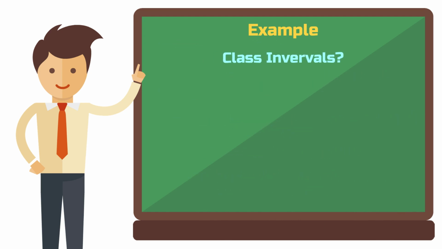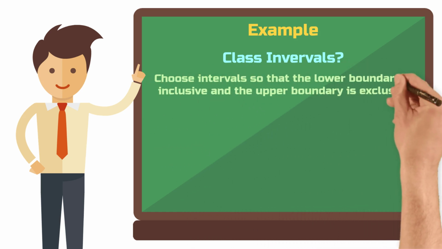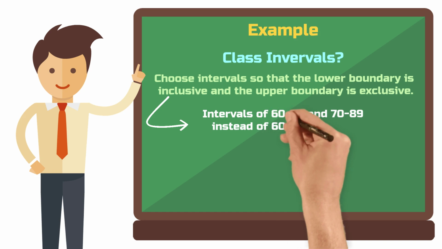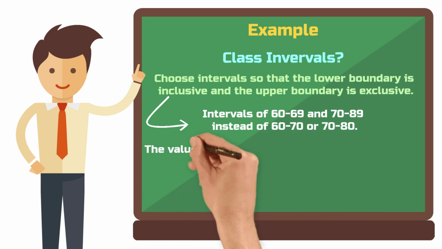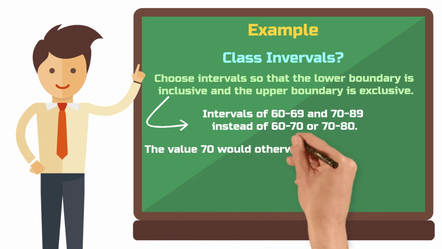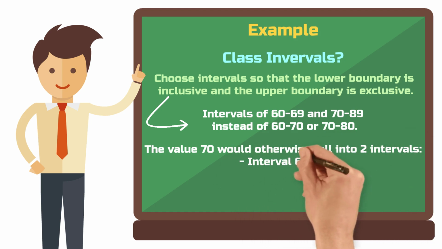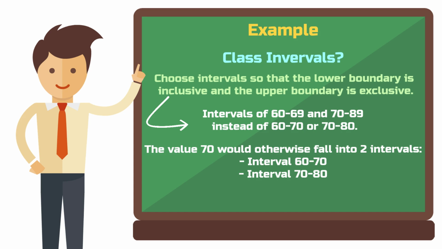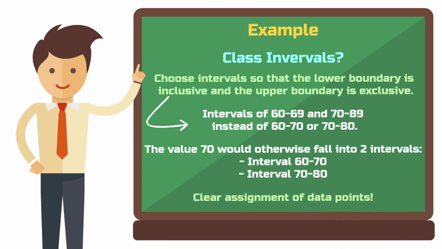In statistics class, intervals for histograms are typically chosen so that the lower boundary is inclusive and the upper boundary is exclusive. An interval of 60 to 69 includes values from 60 up to 69 but not 70. This avoids overlap and ensures each value falls into only one interval. If we instead used an interval of 60 to 70, the value 70 would belong to two intervals, both 60 to 70 and 70 to 80, leading to ambiguity. To avoid this issue and ensure a clear assignment of data points to intervals, histogram intervals do not overlap.